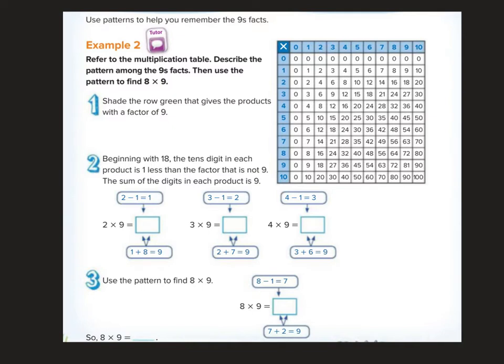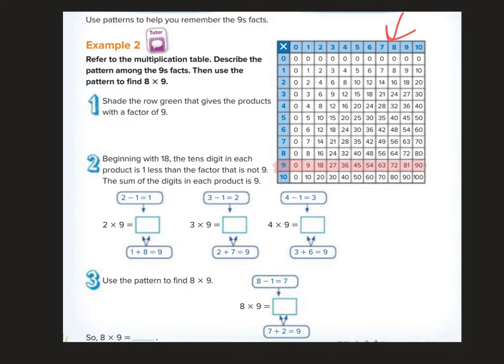Another way is we can use patterns to help remember the 9's facts. Example 2 says, refer to the multiplication table. Describe the pattern among the 9's facts. Then use the pattern to find 8 times 9. So here we go. 9's facts. What kind of a pattern do we see?